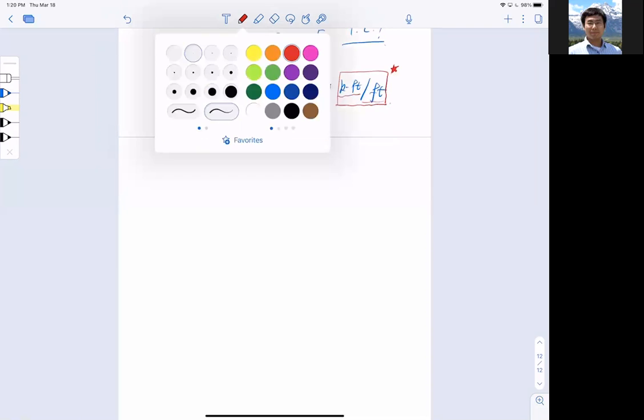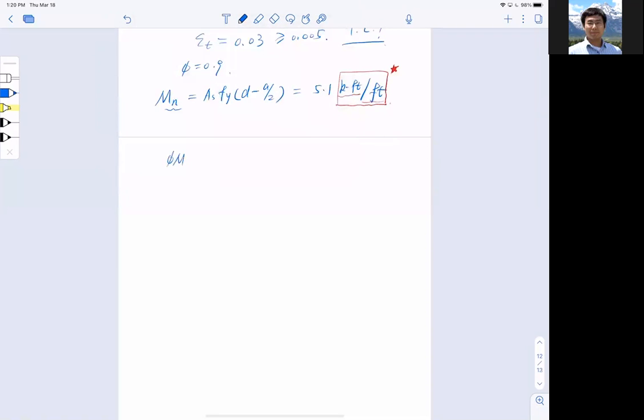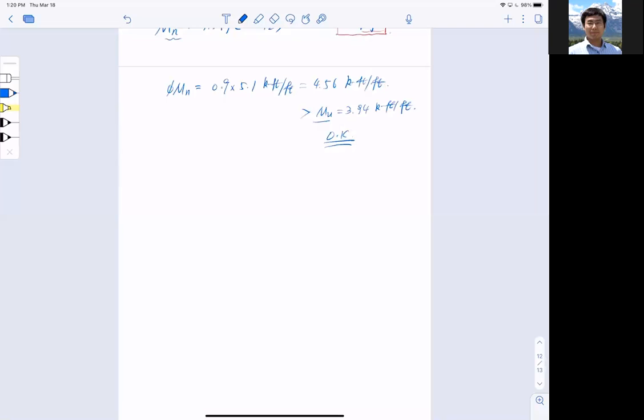So with that, I have my design moment capacity, which is 0.9 multiplied by 5.1 kip-foot per foot. That gives us 4.56 kip-foot per foot. And if you really want to compare, this number is indeed greater than the applied factored moment equal to 3.94 kip-foot per foot. Kip-foot per foot. So this means we're okay.